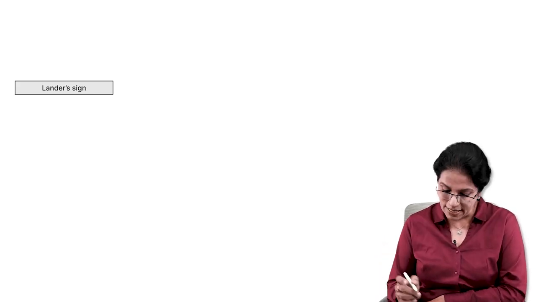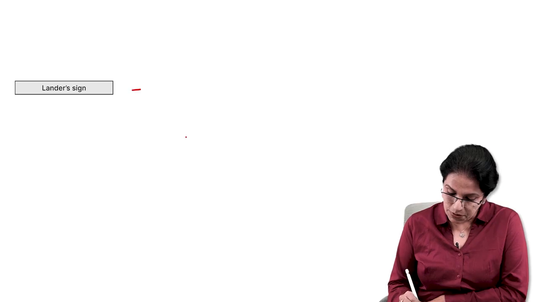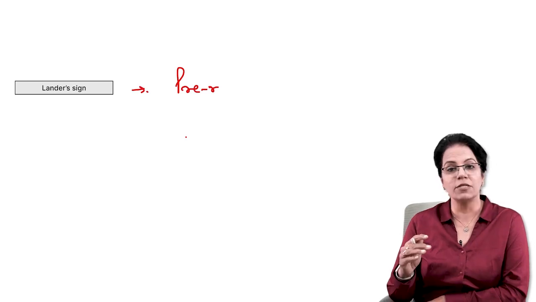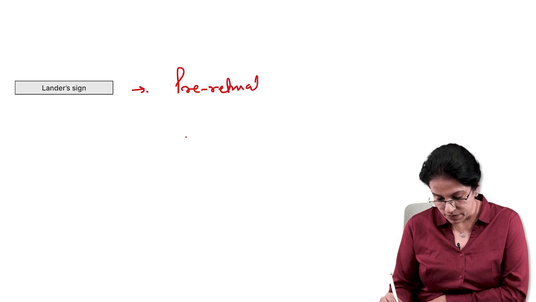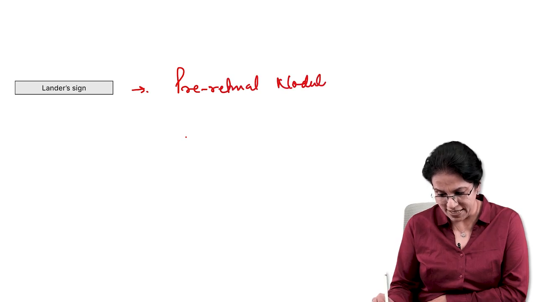So, what is Lander's sign? Lander's sign in sarcoidosis, just remember, is nothing but the presence of pre-retinal nodules. You learnt about sarcoid nodules on the sclera and episclera. When it is a pre-retinal nodule, we call it Lander's sign. Do you know what is pre-retinal?